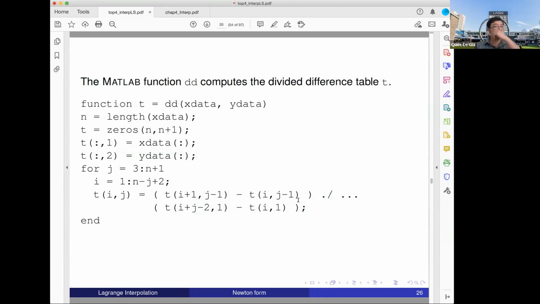So now this is a MATLAB function to compute the divided difference table. So look at what it does. The x data and the y data are given, so x1, x2 up to xn, y1 up to yn.